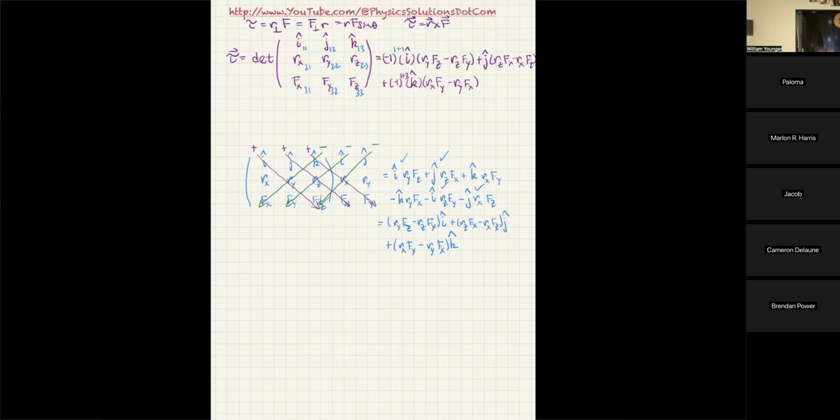And of course, this tells us that the cross product is in fact RYFZ minus RZFY, I hat, plus RZFX minus RXFZ, J hat, plus RXFY minus RYFX, K hat, which I think you can see is exactly identical to the version I got below.